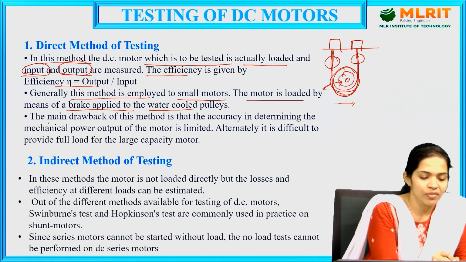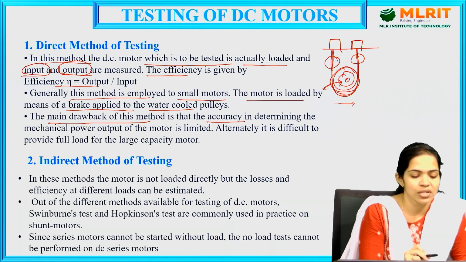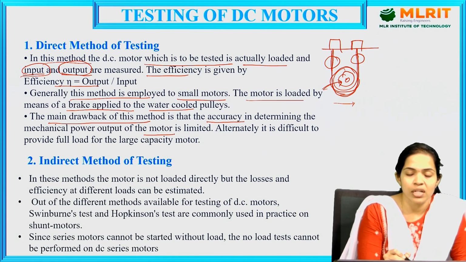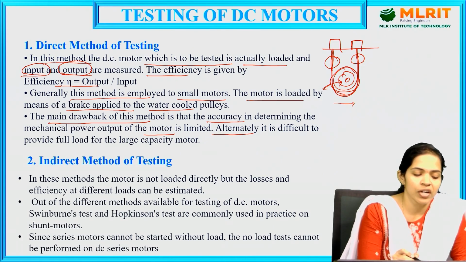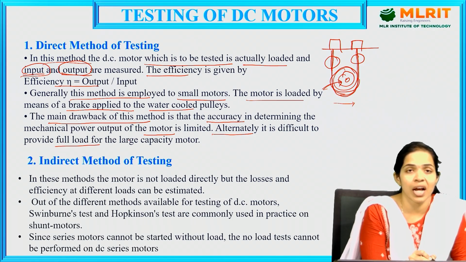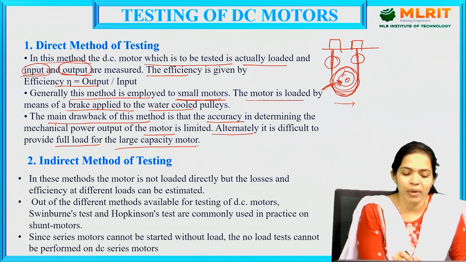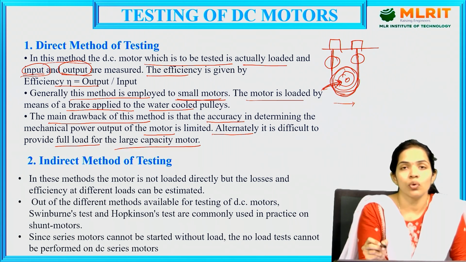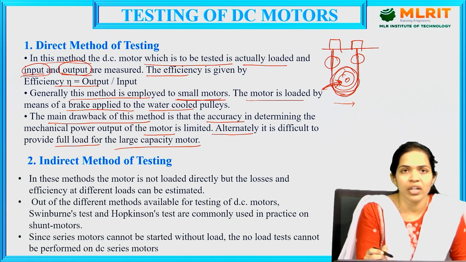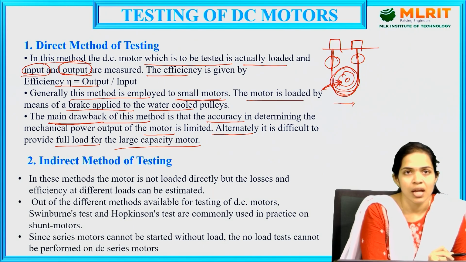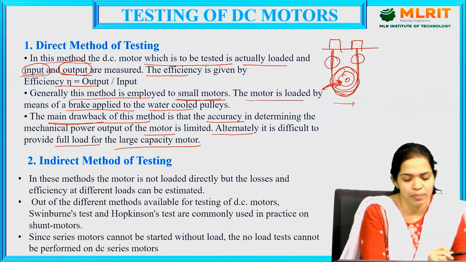The main drawback for this particular type of test is accuracy, accuracy in determining the mechanical output which is actually available at the shaft of the motor. It is also limited, and it is difficult to provide full load for a large capacity motor. For small motors, we can load the motor and use the cooling arrangement to cool it down, which lets the motor run properly. But with large capacity motors there should be a large cooling provision, which is quite difficult compared to small motors. That is why this is the main drawback of the direct method of testing, and efficiency is also a little low for large capacity motors.